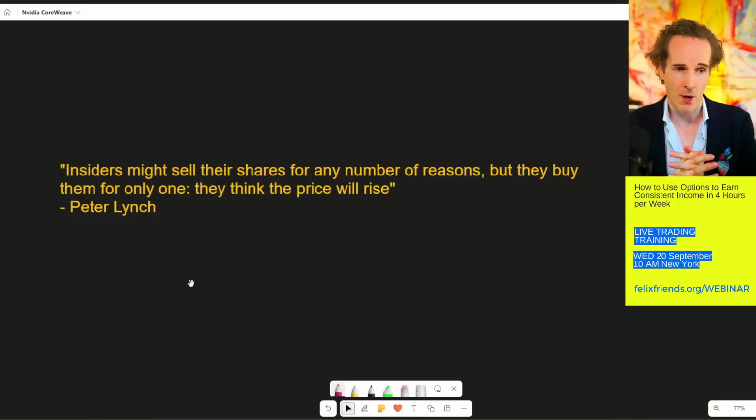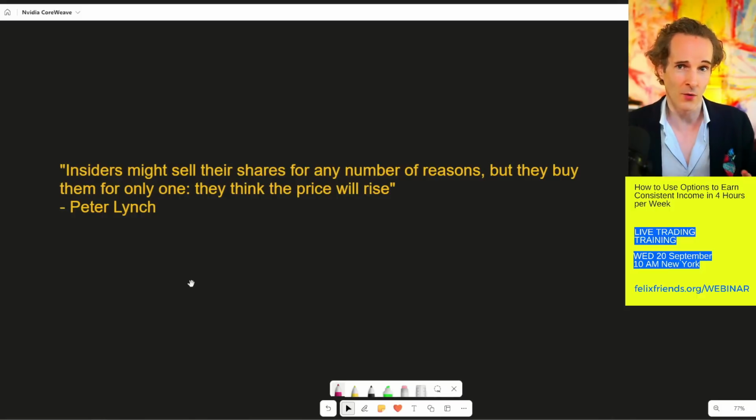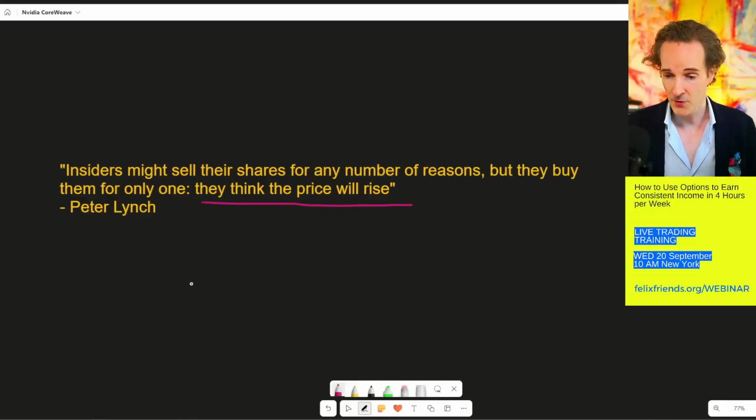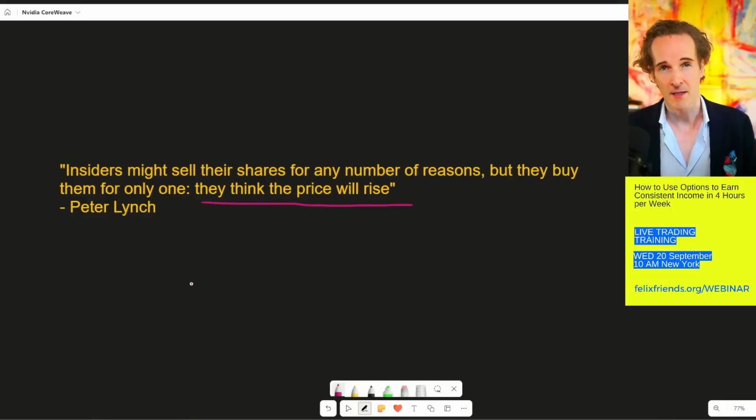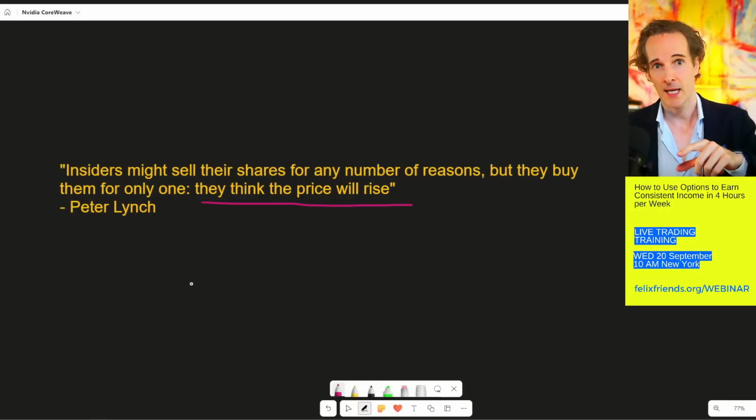It's a lovely Peter Lynch quote here. Insiders might sell their shares for any number of reasons. Tax, need to buy the fourth house, pay for the fifth divorce, you know, buy a bigger yacht to keep up with the Joneses. But they buy them for only one. They think the price will rise. And that's very, very true. If you're the CEO of a company and you think this stock is the best investment opportunity out there, you're not selling.